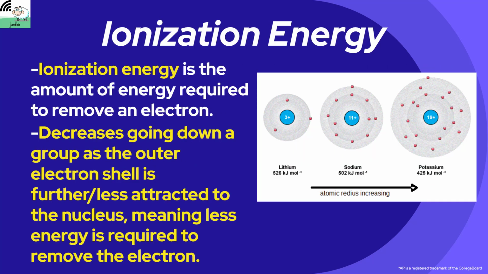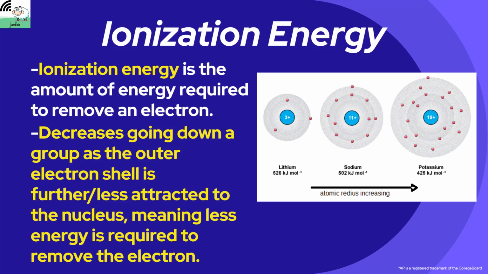So one of the first periodic trends that we are going to dive into today is ionization energy, and it goes back to what we've discussed previously about being able to remove an electron. Ionization energy is the amount of energy required to remove an electron. The trend of ionization energy decreases as you go down a group. This is due to the outer electron shells being further away and therefore less attracted to the nucleus, meaning that less energy is required to remove them.